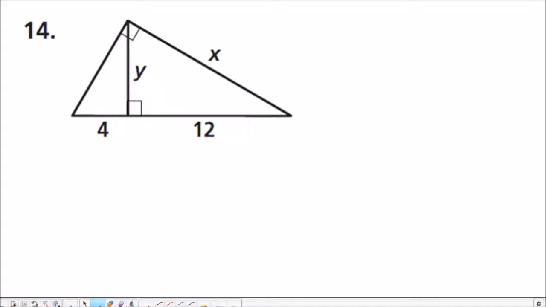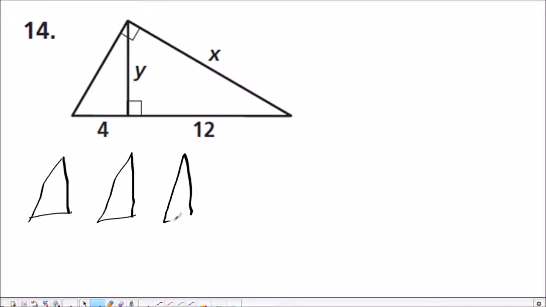Pause the video, draw the picture, do as much of it as you can on your own. When you need help, hit play. Okay, here I go. Okay, small triangle, medium triangle, large triangle, S, M, L. I'm going to label those up. On my small triangle, I have 4 and I have y. On my medium triangle, it looks like I have y, x, and 12, just like that. And on my large triangle, looks like I have x and 16.